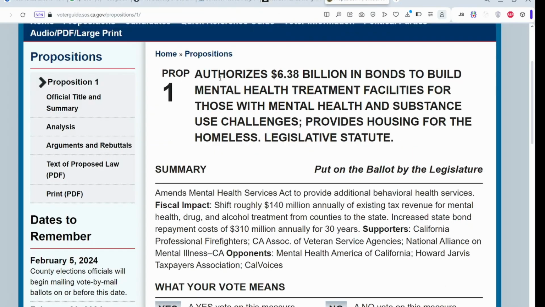Also remember Proposition 1, a bond of $6 billion to build mental health facilities. Remember that a bond is a debt that the state is owing. This $6 billion in debt has to get money somewhere, and I think that the increase in water bills is going to help fund this.